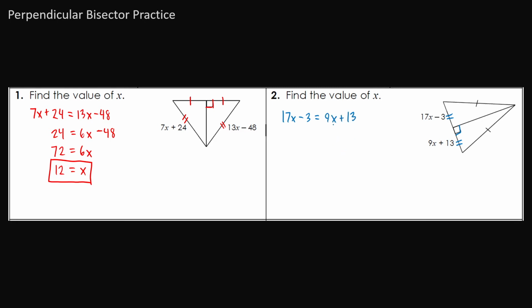And here we go, we can solve. Subtract 9x from both sides. We get 8x minus 3 equals 13. We're going to add 3 to both sides of the equation. We get 8x equals 16. Divide both sides by 8, x equals 2.